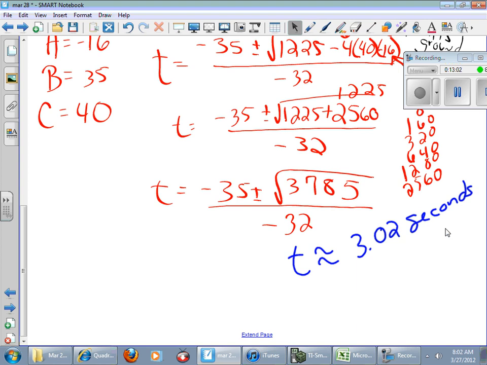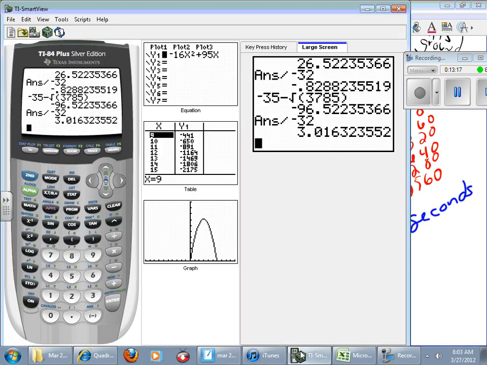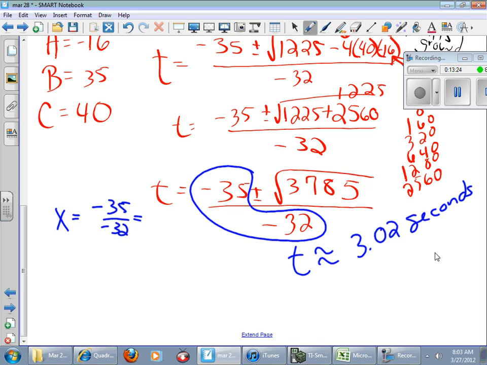Now to get the vertex, remember I'm going to use this part of the quadratic formula. My x coordinate is going to be negative 35 divided by negative 32. Okay, and negative 35 divided by negative 32 is the same as 35 divided by 32. And I get about 1 and 9 hundredths. So I'm going to be 1.09. All right, and then I go back to the quadratic formula.